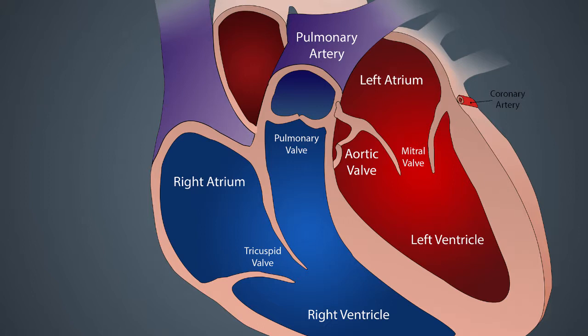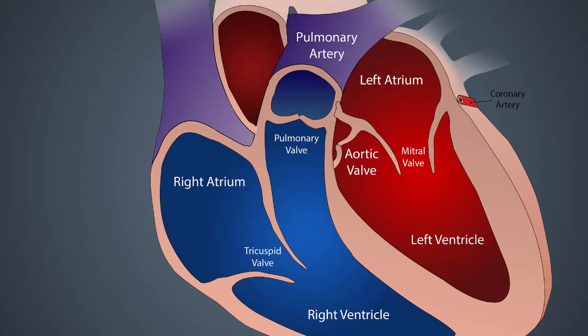And we have 4 main valves in the heart, and these are 2 atrioventricular valves, atrioventricular between the atrium and the ventricle on the right side and on the left side. On the left side we have the mitral valve, and it's a bicuspid valve, and on the right side we have the tricuspid valve. So they are between the upper chambers, which are the atria, and the lower chambers, which are the ventricles.